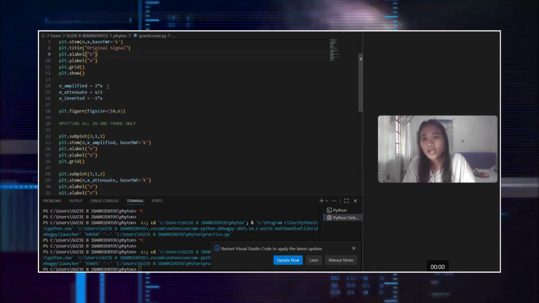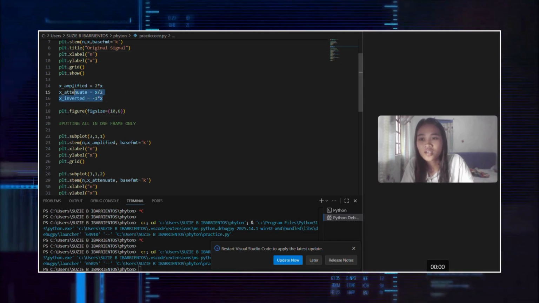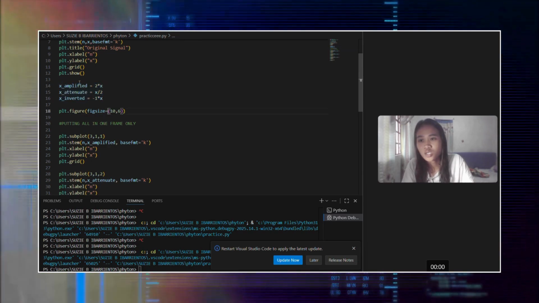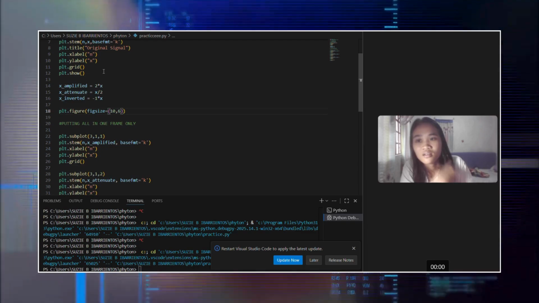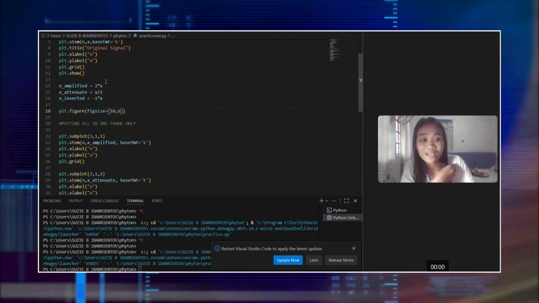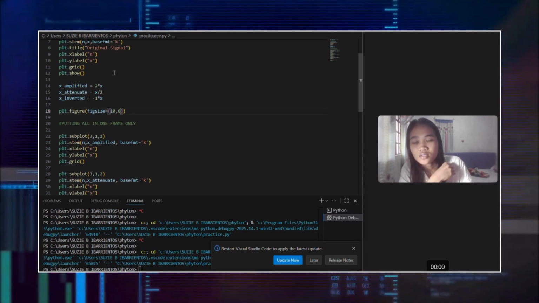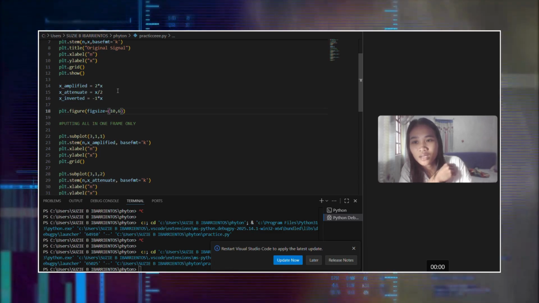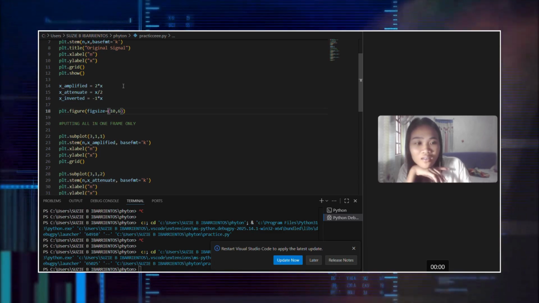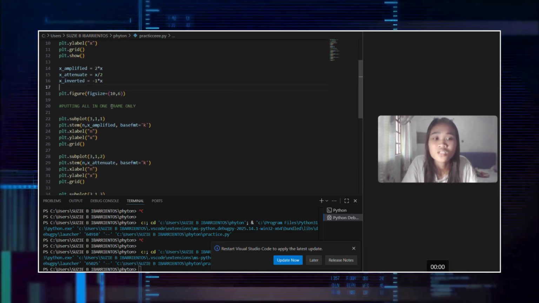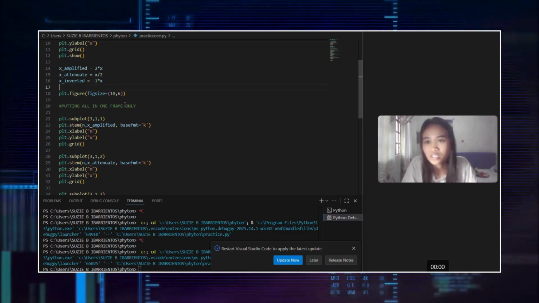Next is the amplified. I have here three amplitude transformations. For x amplified, you just multiply x by 2, and for the attenuated, it will be divided by 2. For the inverted, of course, you will be multiplying it by -1, just the inversion of x.